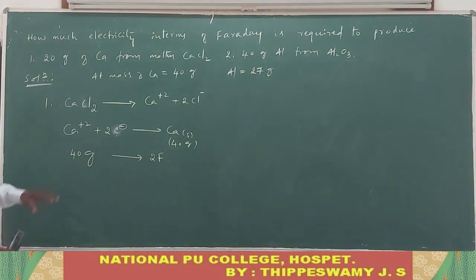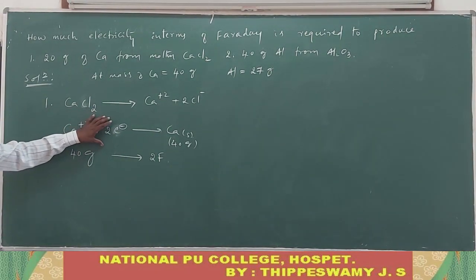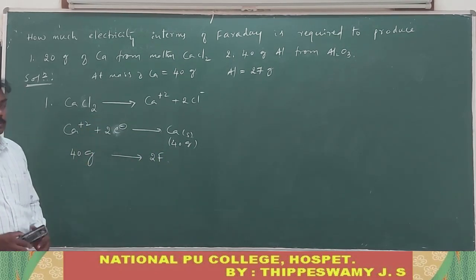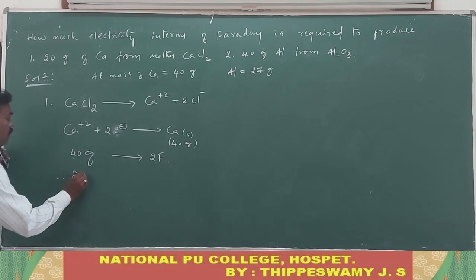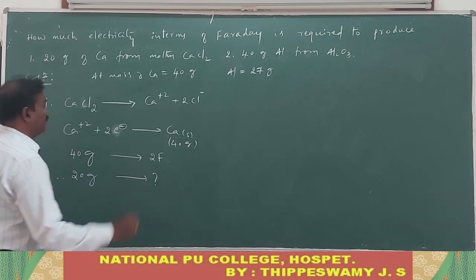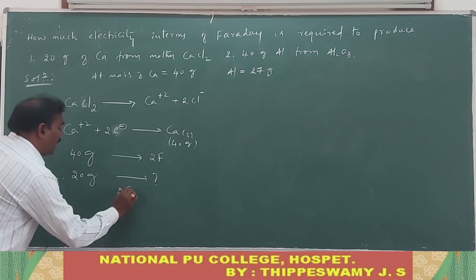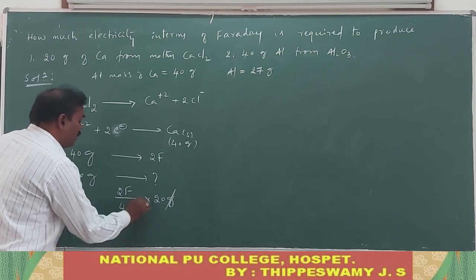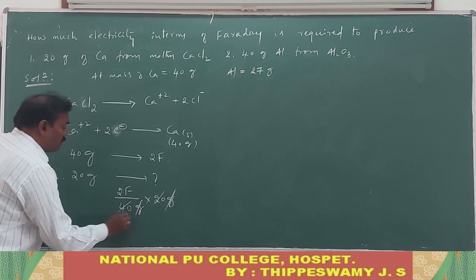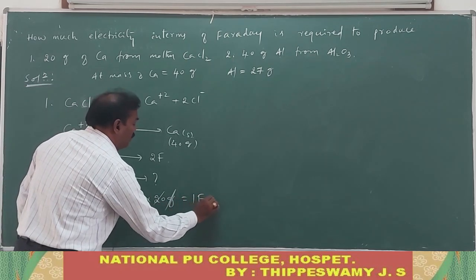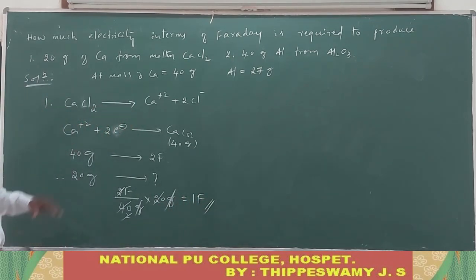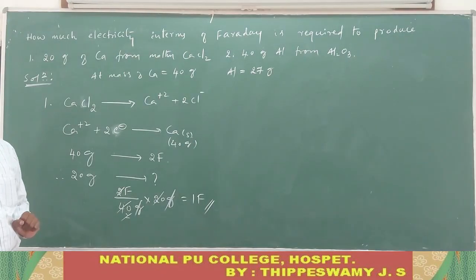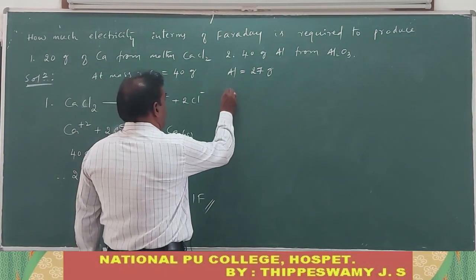According to the reaction we can write 1 mole, nothing but 40 gram, is deposited by 2 Faradays. Therefore 20 gram of calcium is produced by how much electricity? Means 2 Faraday divided by 40 gram into 20 gram. So gram and gram get cancelled. 2 1s are 2, 2 2s are 2, get cancelled. So finally 1 Faraday of electricity is required to deposit 20 gram of calcium from molten calcium chloride. Okay, next one you can take the second one.